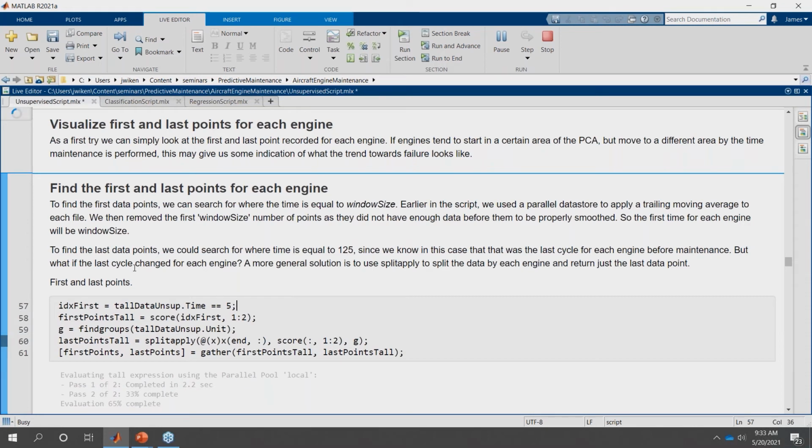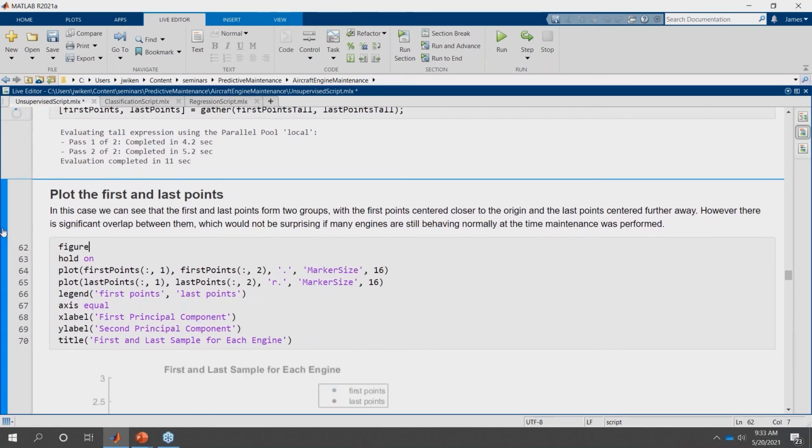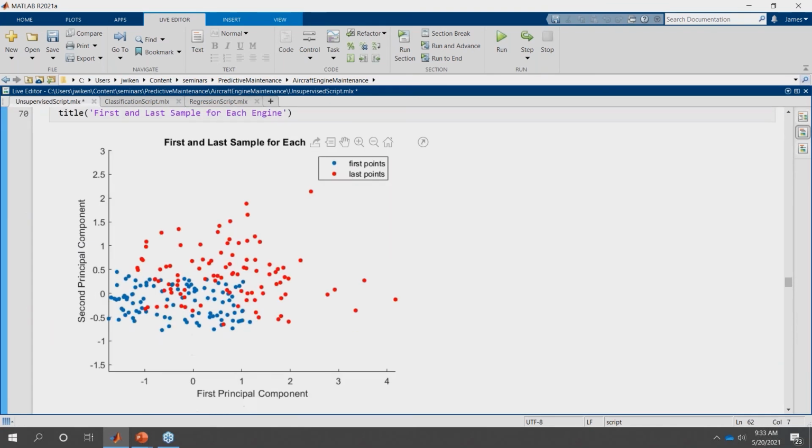the first thing we're going to do is visualize the first and last points of our engine, right? We want to see if there's any sort of shift from the beginning of operation to the end of operation. We're looking to see that movement or that degradation happen. And so that's where we'll start. So we'll pull these out and do a quick visualization here.